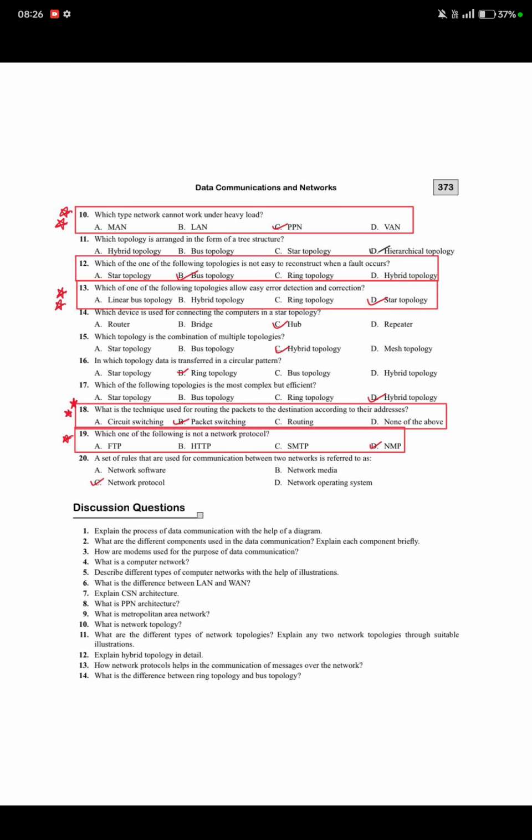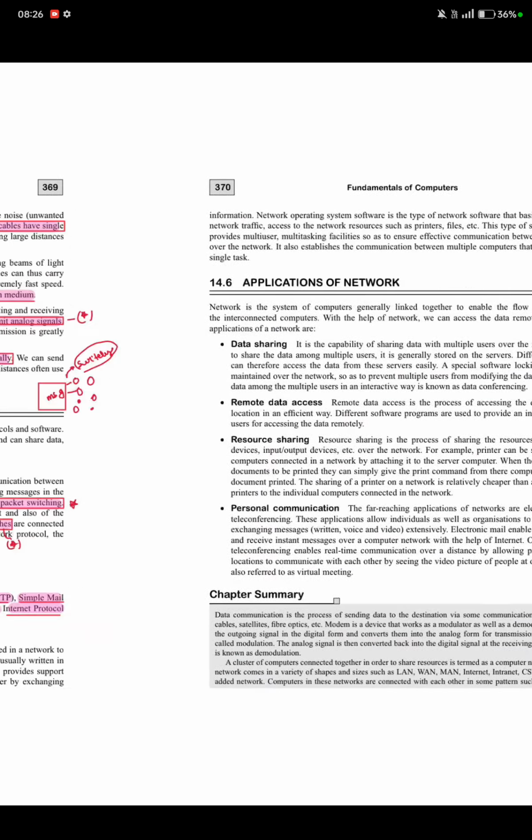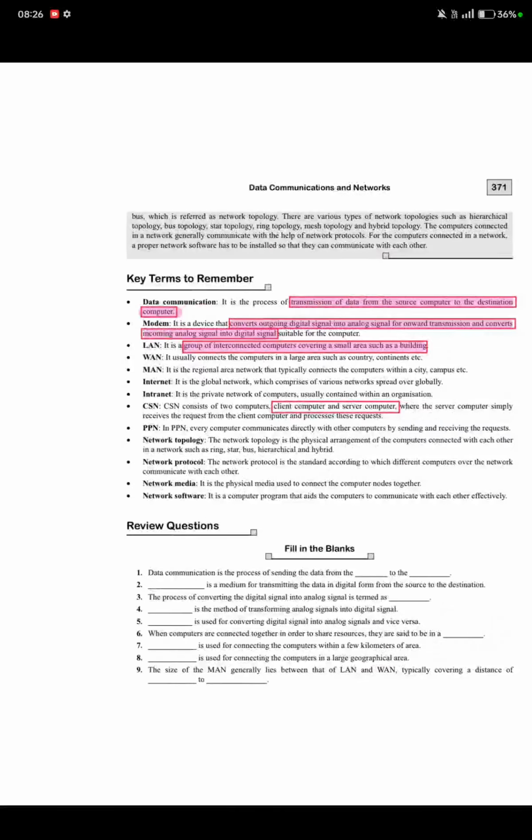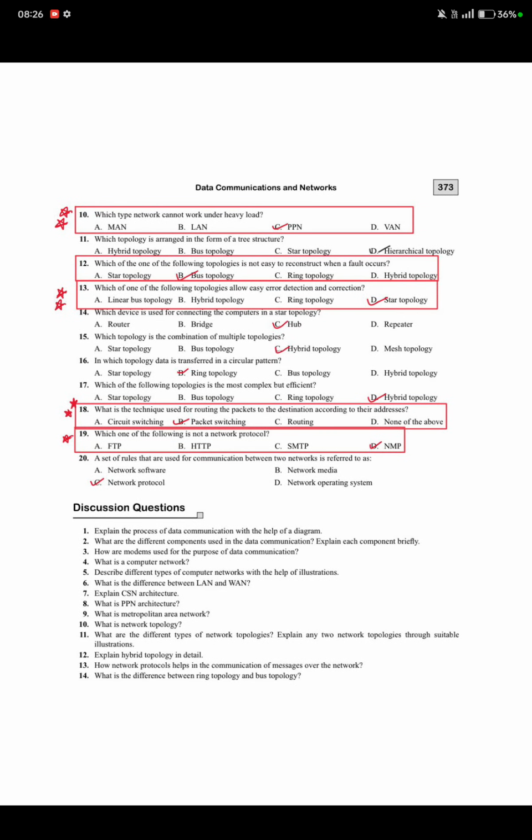HTTP, FTP, file transfer protocol, hypertext transfer protocol, and SMTP, simple mail transfer protocol. A set of rules that are used for communication between two networks is referred to as a network protocol.